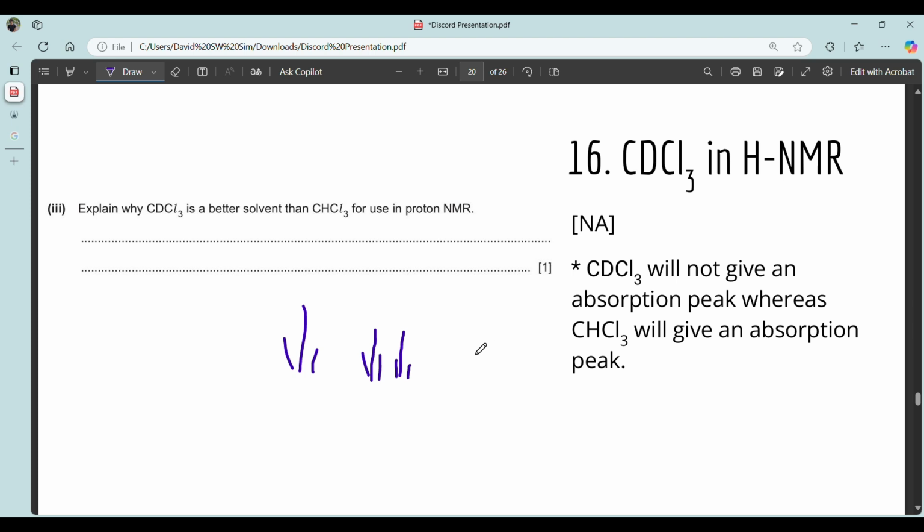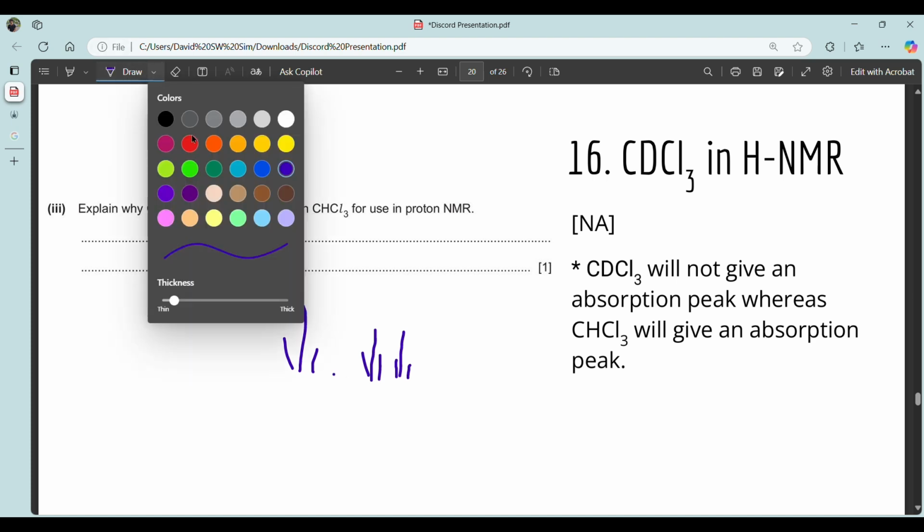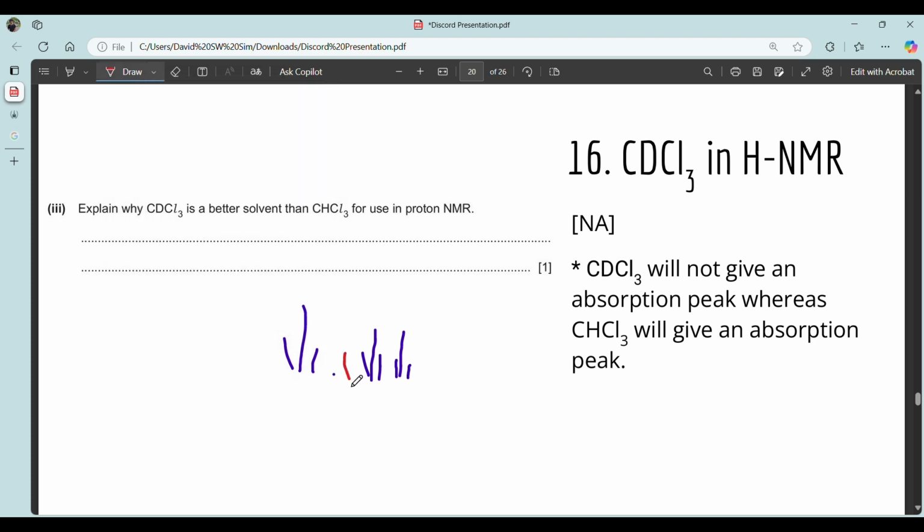They will all give their different peaks. All of the protons in the molecule will give their peaks here. CdCl3 will not give any absorption peaks. But the problem is if you use CHCl3 as a solvent, then the solvent will produce a lot of annoying peaks that are almost in the same place as the peaks produced by the molecule that you are trying to test. So it becomes very difficult to figure out which peak is due to CHCl3 and which peak is due to the molecule you are actually trying to test.